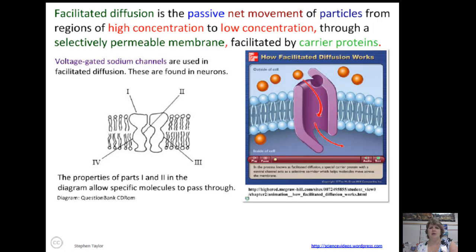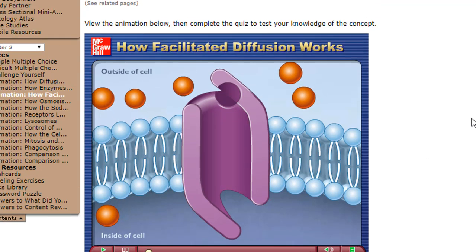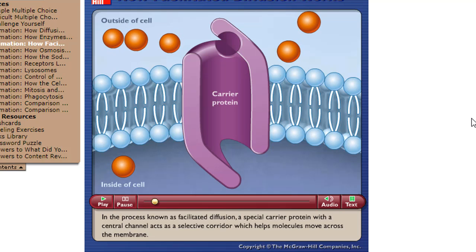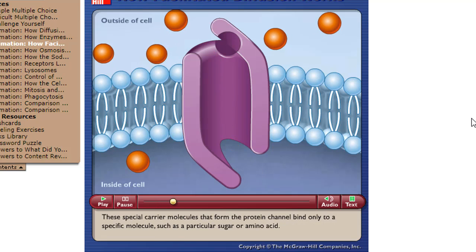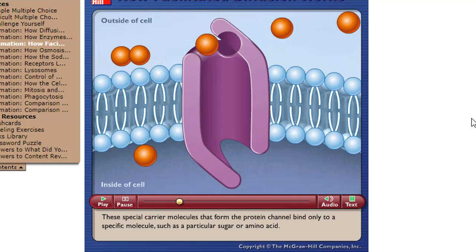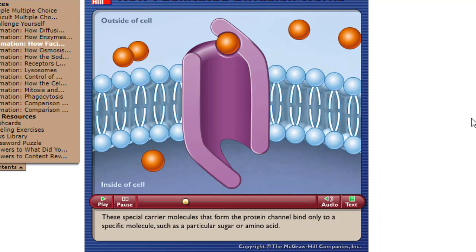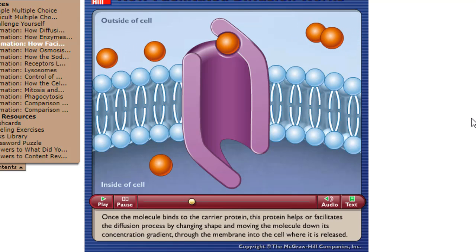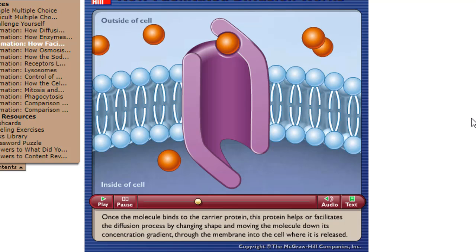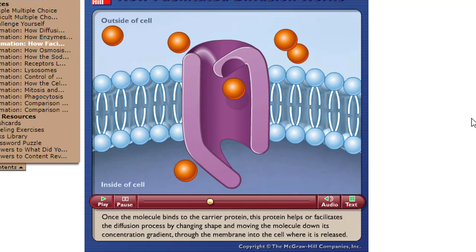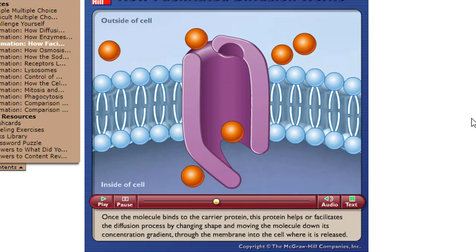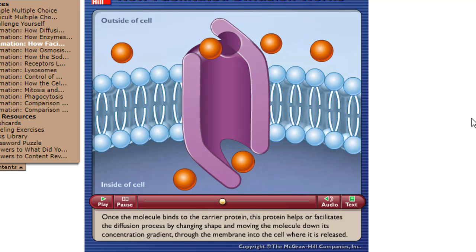So I do want to watch another video about how facilitated diffusion works. In the process known as facilitated diffusion, a special carrier protein with a central channel acts as a selective corridor which helps molecules move across the membrane. These special carrier molecules that form the protein channel bind only to a specific molecule, such as a particular sugar or amino acid. Once the molecule binds to the carrier protein, this protein helps or facilitates the diffusion process by changing shape and moving the molecule down its concentration gradient through the membrane into the cell where it is released.